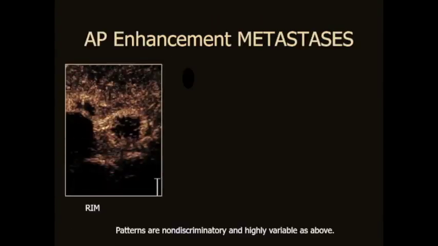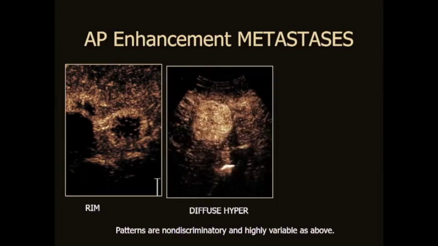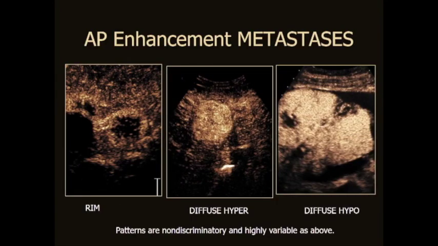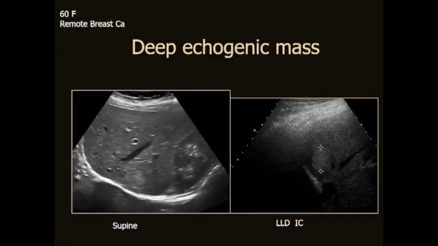So let's look at 3 different patients in the arterial phase. All of these patients have metastatic lesions. They bear no similarity to each other, and of course there's even many other patterns. So the patterns are non-discriminatory and highly variable as above. Now, let's look at a very good patient.